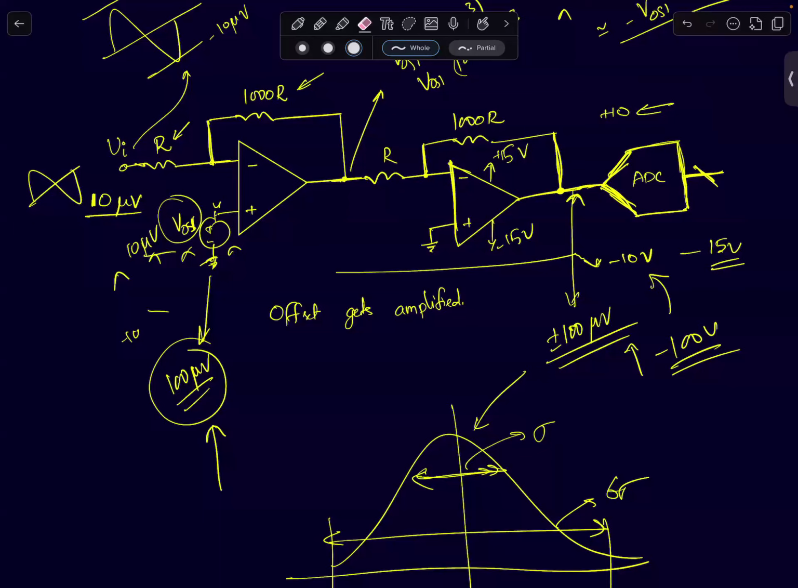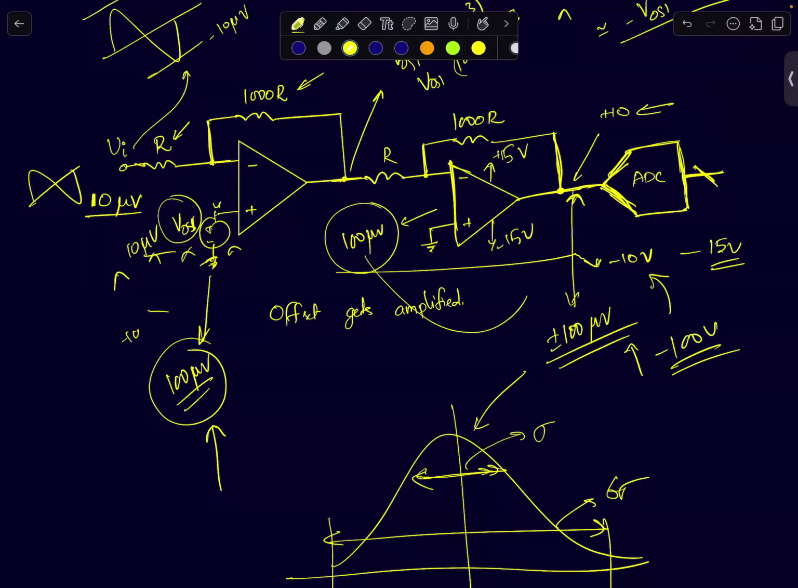So let's assume the second op-amp's offset is 100 microvolts. What will be the impact of the second op-amp's offset? What will be the DC voltage at the output due to this second op-amp? What do you guys think? Let's assume 100 microvolts is the second op-amp's offset. What will be the impact of that?